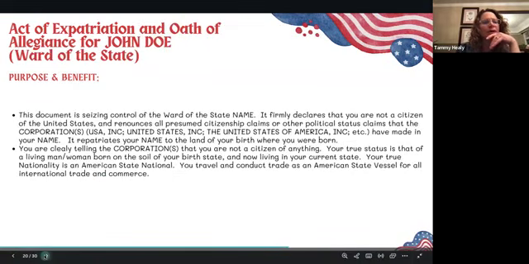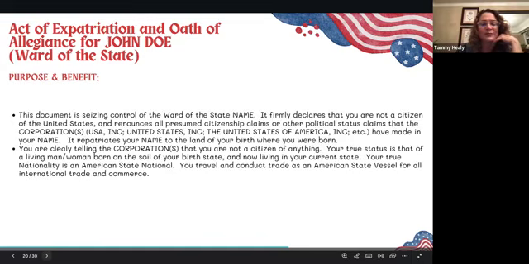Okay, going on to the third name or style, and this is a ward of the state, and it's stylized with just your first and your last name, John Doe. All right, this document is seizing control of the ward of the state name. It firmly declares that you are not a citizen of the United States and renounces all presumed citizenship claims or other political status claims that the corporations have made in your name.